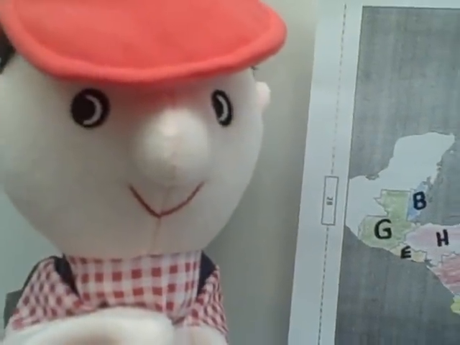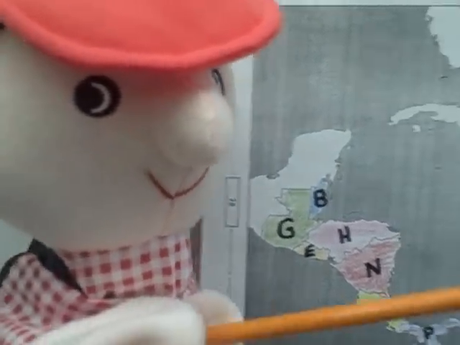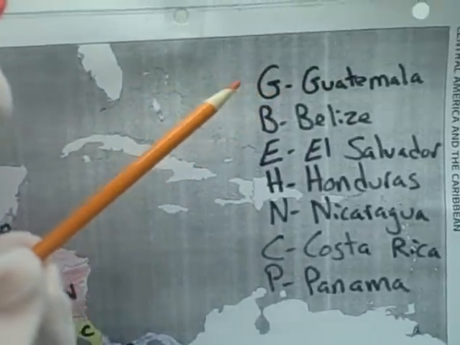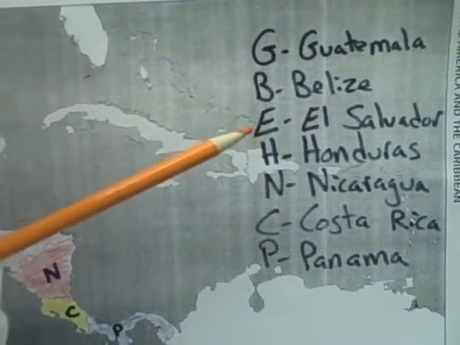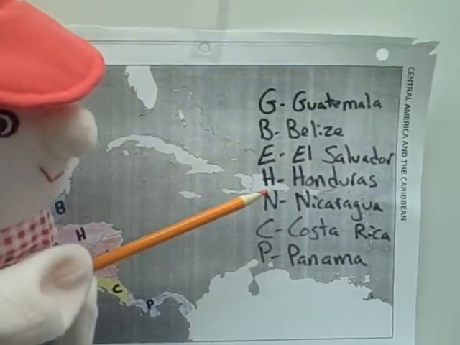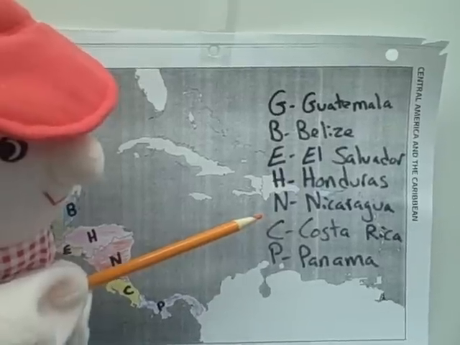The mnemonic device we're going to use to learn these countries is GBEHNCP. G stands for Guatemala, B stands for Belize, E for El Salvador, H for Honduras, N for Nicaragua, C for Costa Rica, and P for Panama.